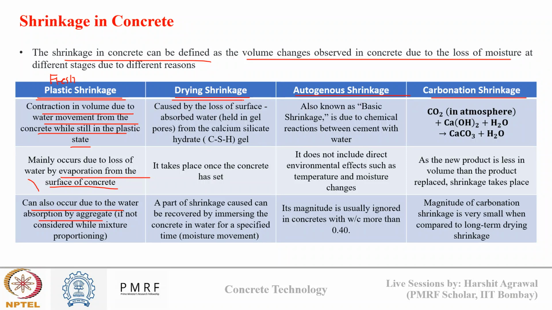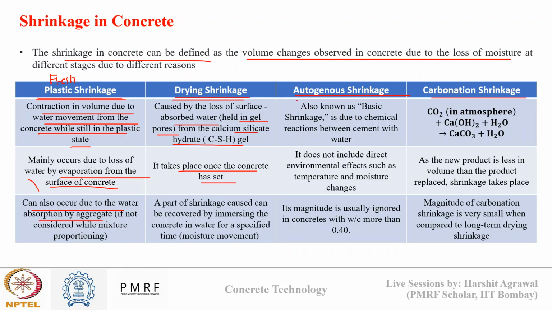Then there is drying shrinkage. Since plastic shrinkage was in fresh state, drying shrinkage is from the hardened state of concrete. It is the shrinkage happening once concrete is set. This is due to loss of adsorbed water, like the water present in gel pores or the water in CSH hydrate. The loss of this adsorbed water is known as drying shrinkage.